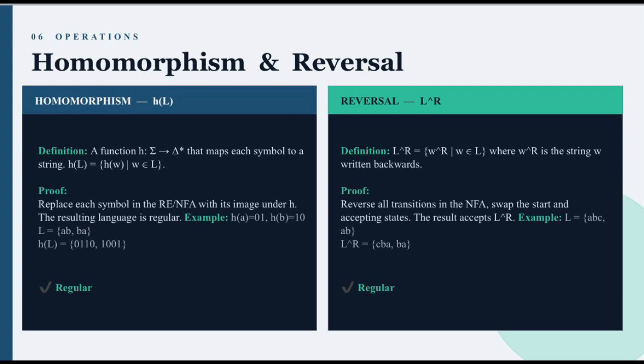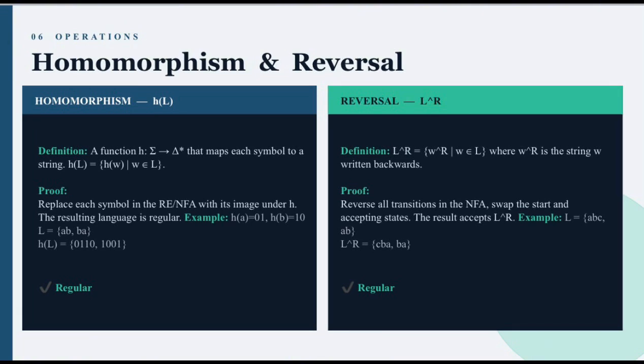A homomorphism is a function h that maps each symbol of one alphabet to a string over another alphabet. If we apply a homomorphism to every string in a regular language L, the result h(L) is also a regular language. The proof: replace each symbol in the regular expression or NFA for L with its image under h. The structure remains finite and regular.